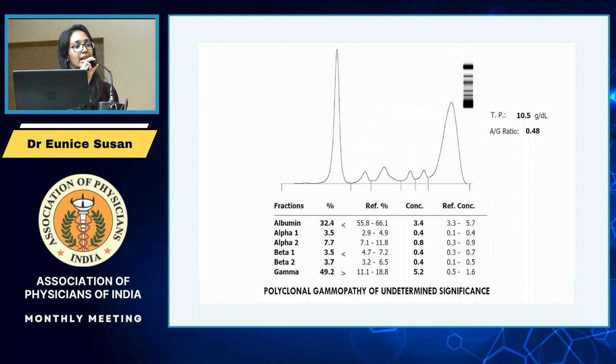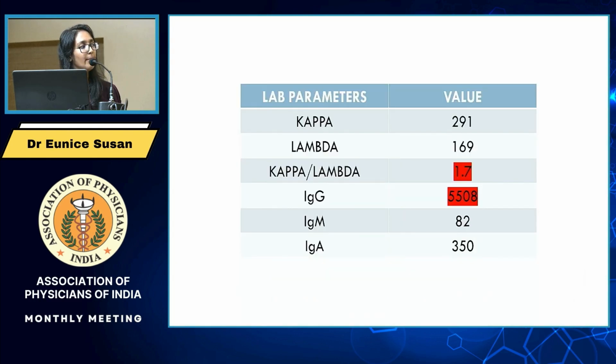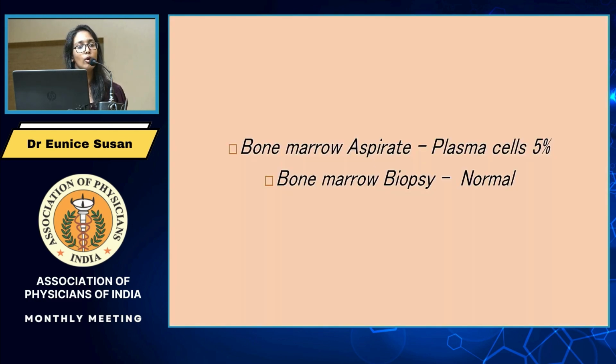So serum protein electrophoresis was sent in view of the patient's age, elevated ESR and anemia, and it showed a polyclonal gammopathy of undetermined significance. Kappa lambda ratio was 1.7, slightly elevated, with an IgG of 5,500. So bone marrow aspirate and biopsy was done as an OPD visit itself. Aspirate showed a plasma cell of 5%. Bone marrow biopsy was normal.